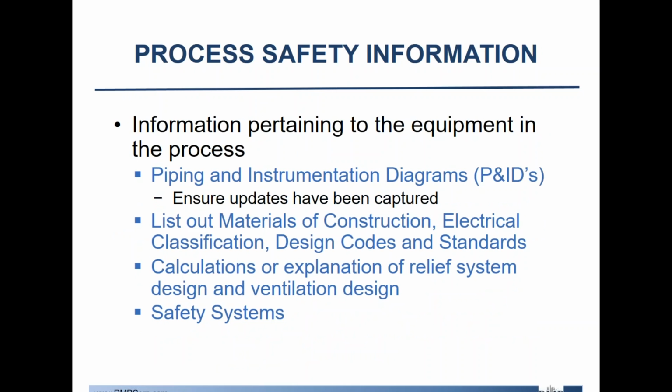So the last section for the process safety information is information pertaining to the equipment in the process. This includes piping and instrumentation diagrams. Also, when you're reviewing these, ensure that the updates have been captured and that they're up to date as most as possible.